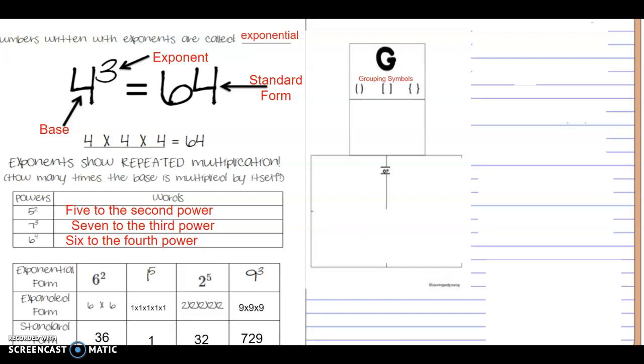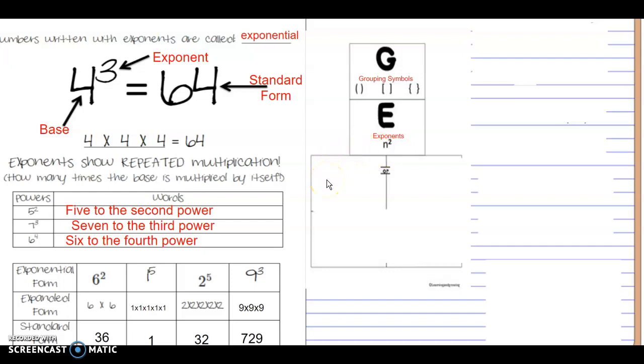In each category, we're going to write down all of the different parts of GEMDAS. We know that the G stands for grouping symbols. Grouping symbols are considered the parentheses, the brackets, and the braces. With grouping symbols, you always do those first. That is where it's at the top. The E stands for exponents. So n to the 2nd power, n being a number, I can replace n with any number. That means that number times itself. So 2 to the 2nd power is 4. 3 to the 2nd power is 9. 7 to the 2nd power is 49 because that means 7 times 7.